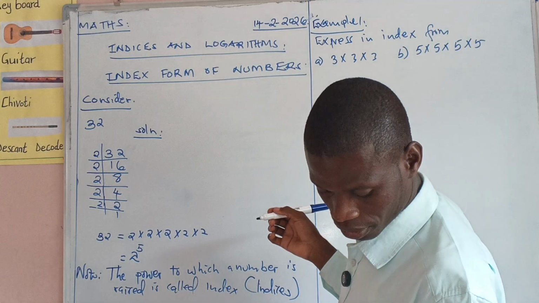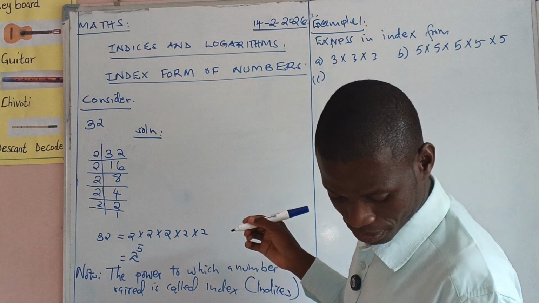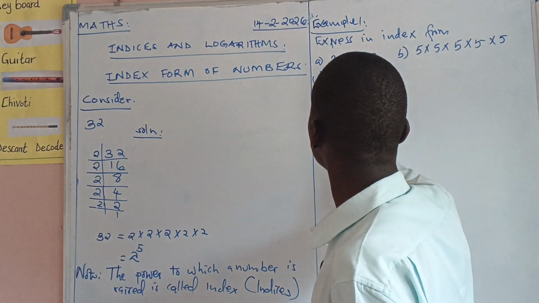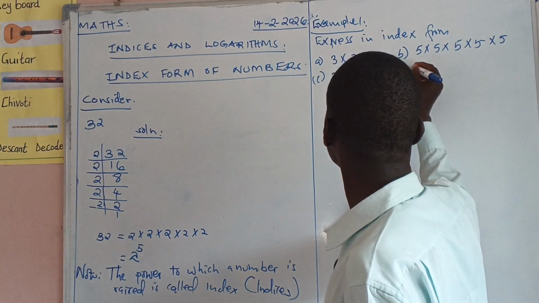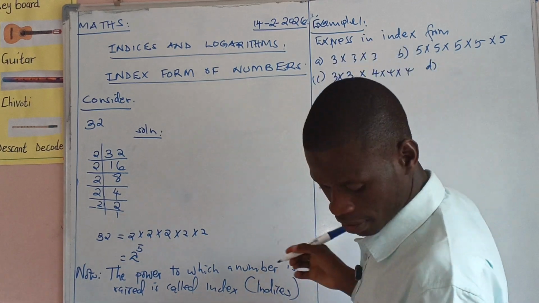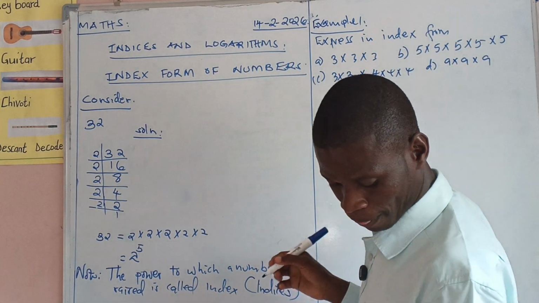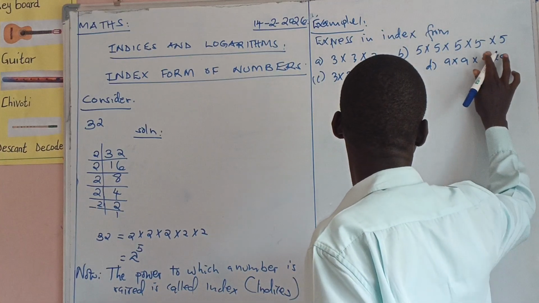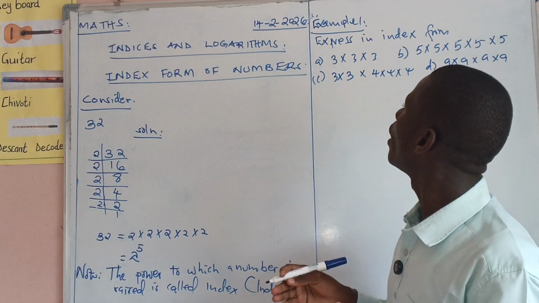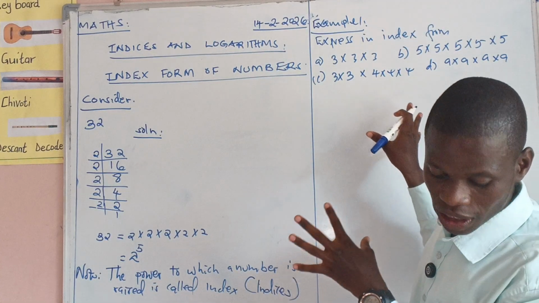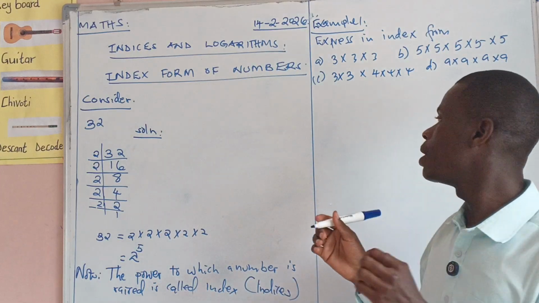How many? Times 5. Then C, what do you have? We have 3 times 3 times 4 times 4 times 4. Then D here, we have A times A times A times another A. So these are the examples where we're told to express these numbers in index form. We want to just write them in index form.